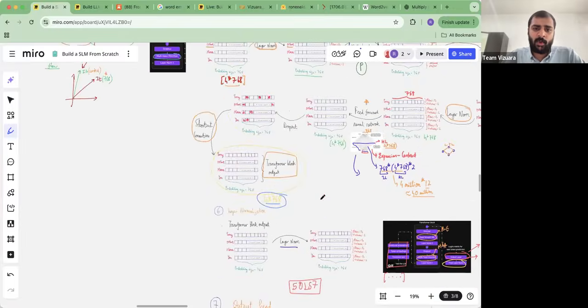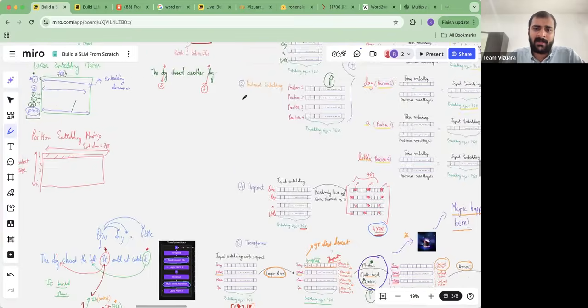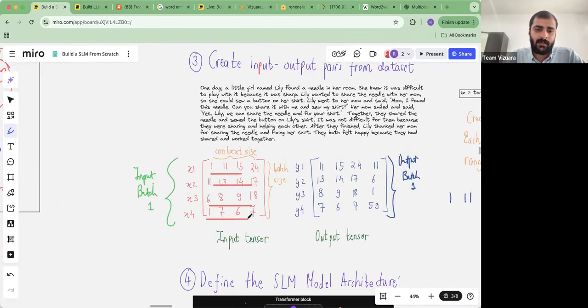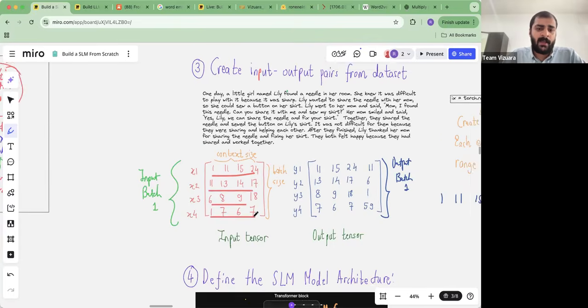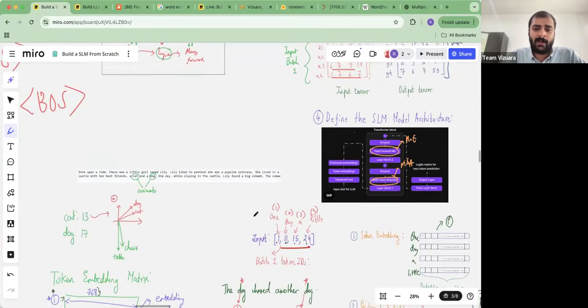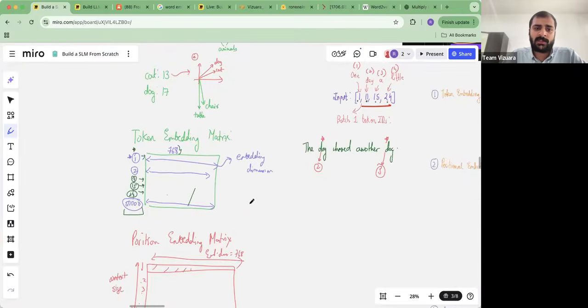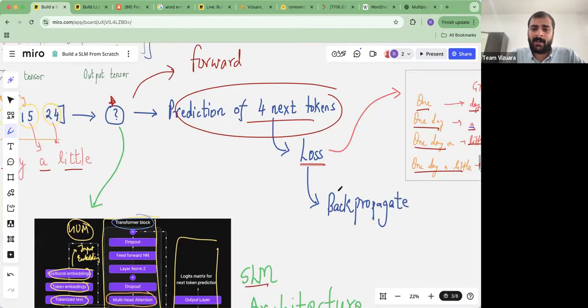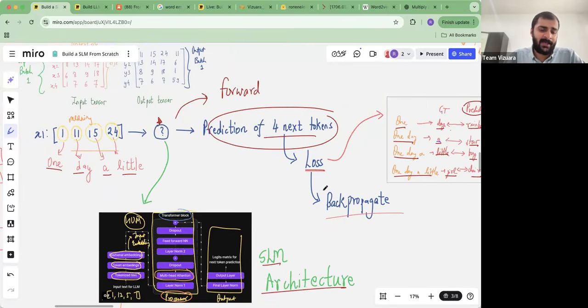So what I just showed you for these 4 tokens is the exact same procedure which is going to happen for this entire batch. Right now I showed you how the next 4 tokens are predicted for these 4. Similarly, it will be predicted for these 4, these 4, and these 4. We'll get all the predictions from one batch. We'll compute the loss from one entire batch, and then we'll do the back propagation. That's how we are going to update our parameters.